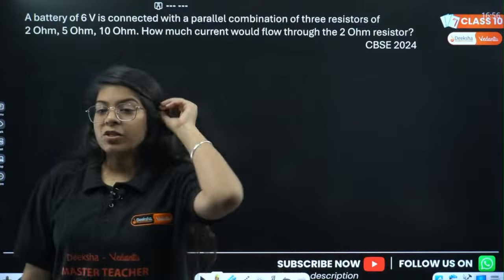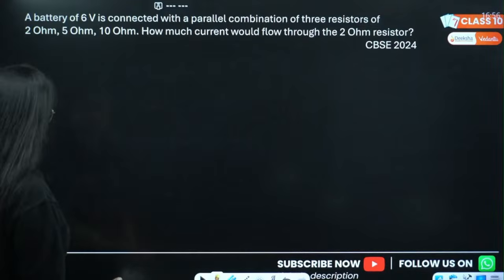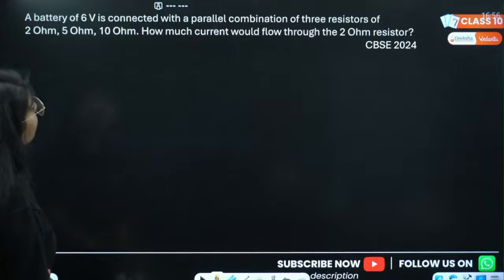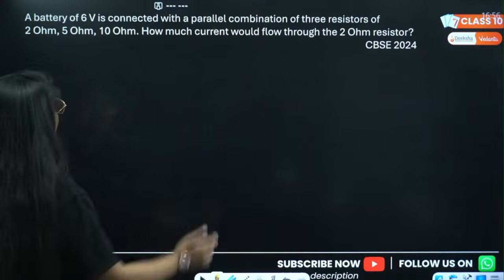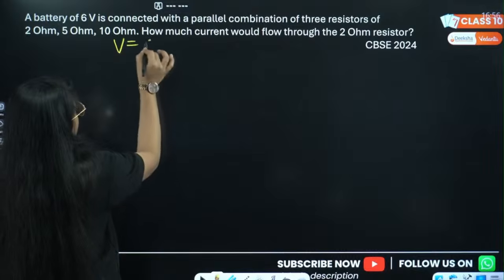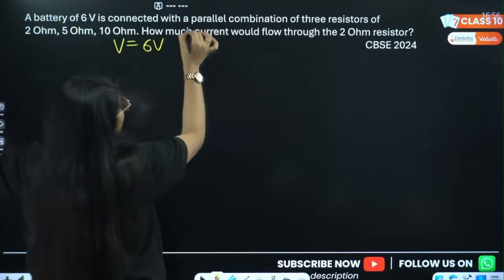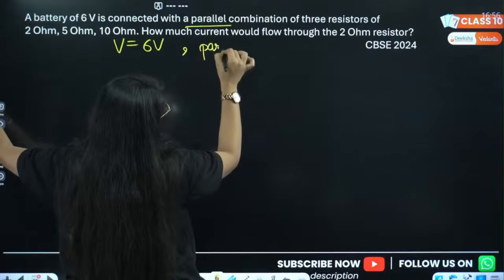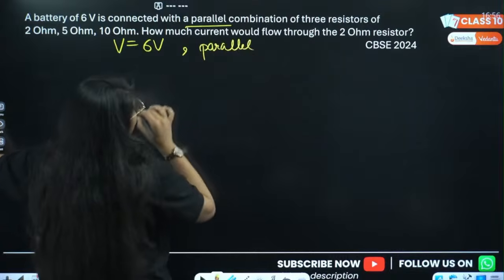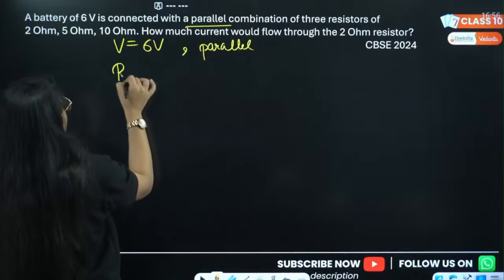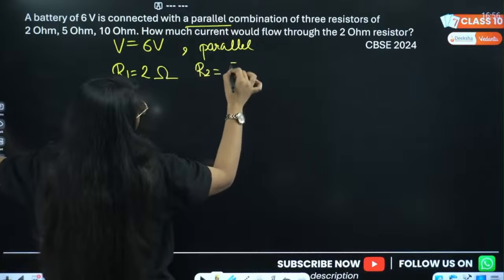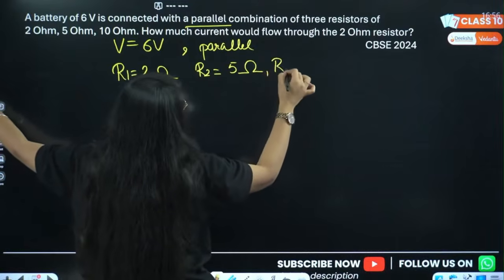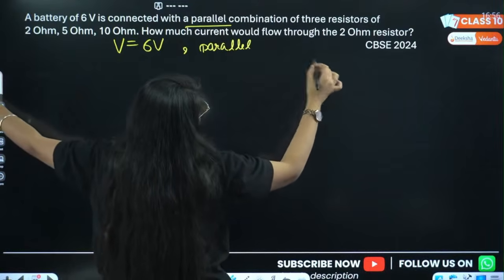Now, the next question says, a battery of 6 volt is connected with a parallel combination of 3 resistors of 2 ohm, 5 ohm and 10 ohm. We have a battery, so voltage is 6 volt. The connection is parallel. Right? We have 3 resistors. R1 is 2 ohm, R2 is 5 ohm and R3 is 10 ohm.